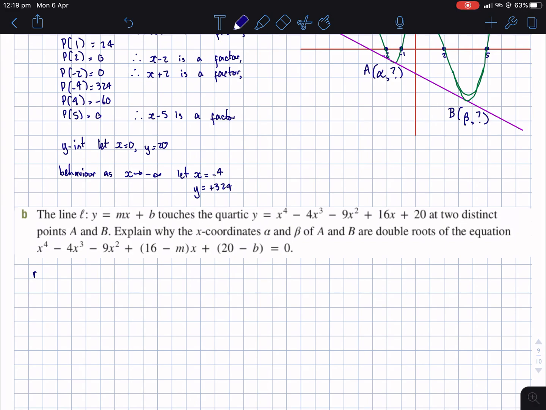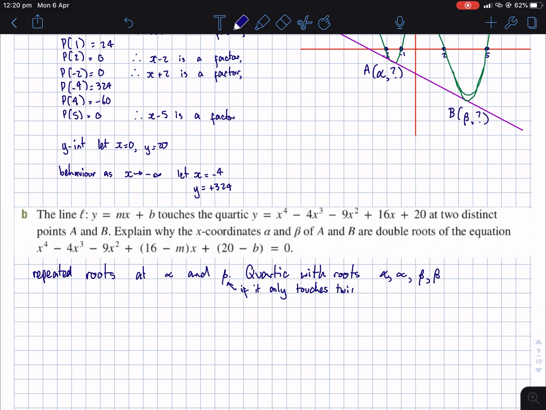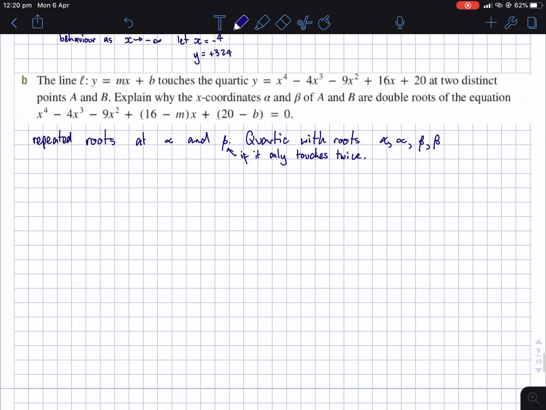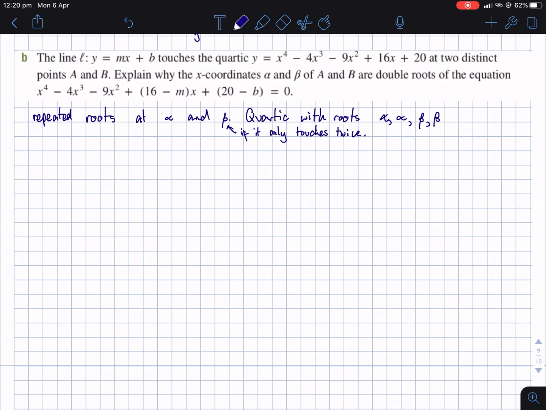So we have repeated roots at alpha and beta. So it's a quartic with roots alpha, alpha, beta, beta. We know it's repeated roots if it only touches twice. Explain why that's double roots of the equation.